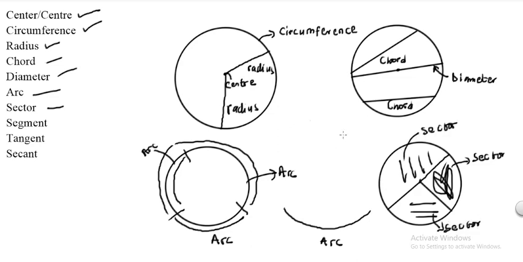A sector by itself looks something like this. So this is a radius. This is a radius. This is the arc. The next one we talk about is a segment.